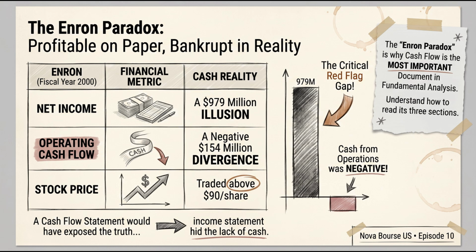In this episode, we will explain why cash flow is the ultimate truth teller, how to navigate its three core sections, and the specific red flags that reveal when a company is heading toward a cliff.